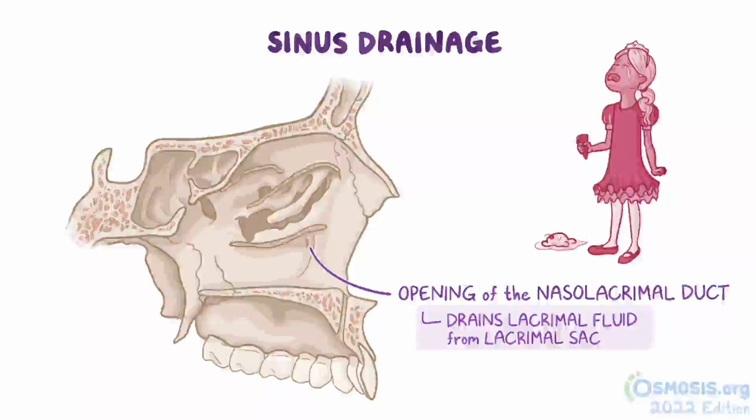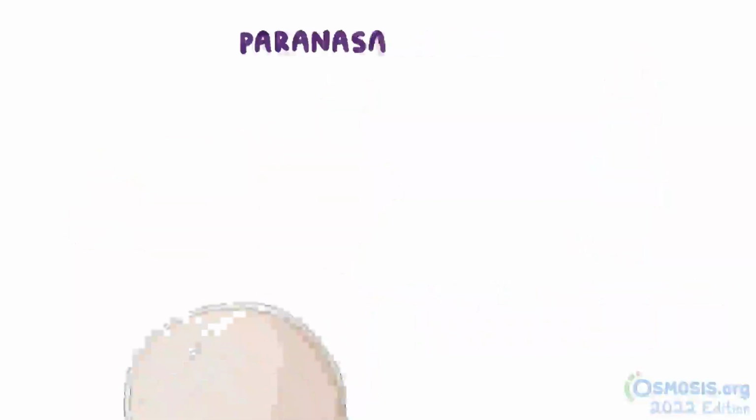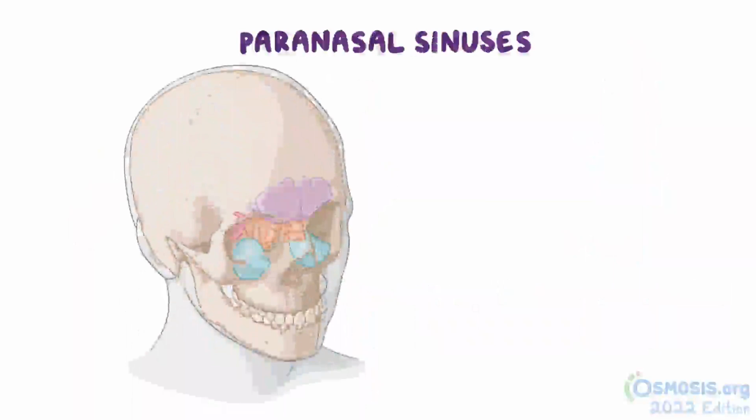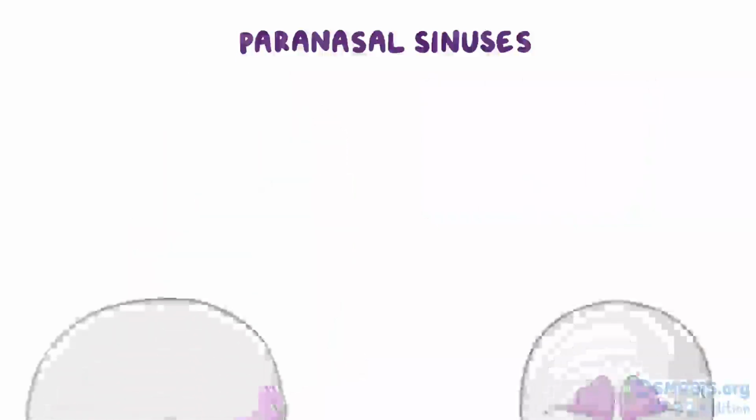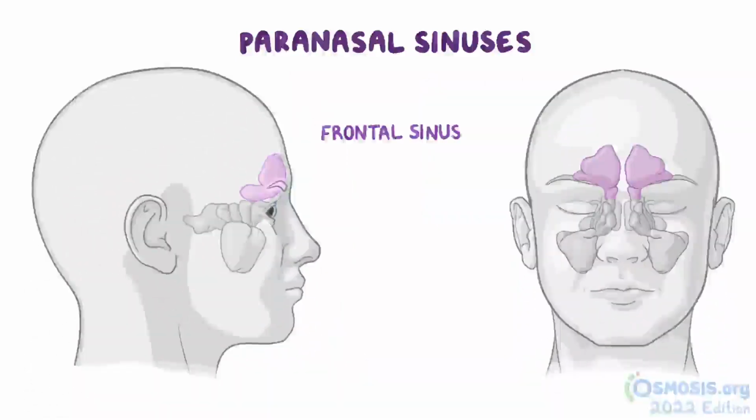Now that we know where they drain in the nasal cavity, let's explore these sinuses, also known as the paranasal sinuses. The paranasal sinuses are lined with respiratory mucosa and are named after the bones they're located in, which are the frontal, maxillary, ethmoid, and sphenoid. There are 2 triangular-shaped frontal sinuses, which are located posterior to the root of the nose.